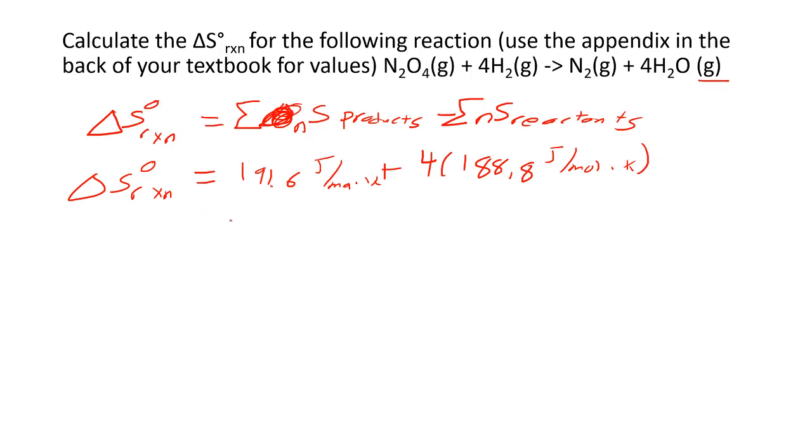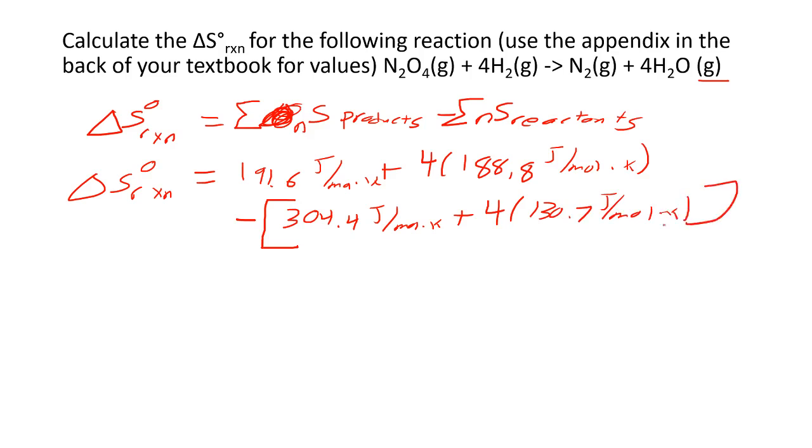Then we're going to subtract, I'm going to do this in the second line. We're subtracting the whole thing, so I'm putting this in brackets, so we'll add everything together, and then we'll subtract at the end. So then we've got to look up N2O4. We find a value of 304.4 joules per mole Kelvin. And we also have 4 hydrogen molecules, and those each give a value of 130.7 joules per mole Kelvin. Then all we have to do is add all this up, and then add all these up, and then subtract one from the other. And we're going to get that for our final answer, our standard molar entropy, is equal to 119.6 joules per mole Kelvin.